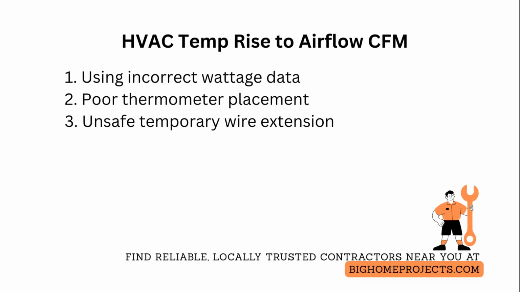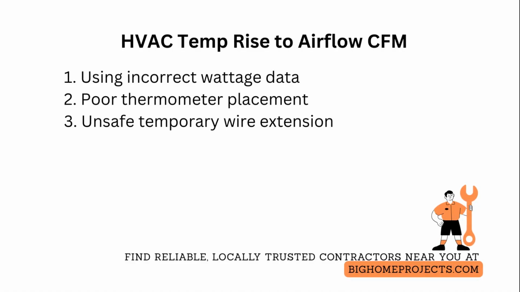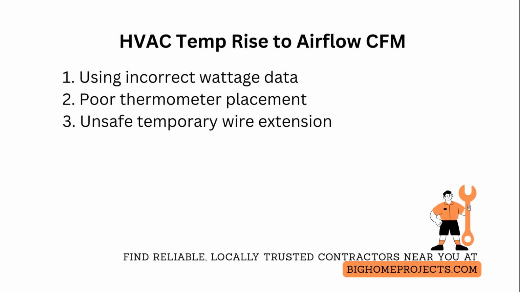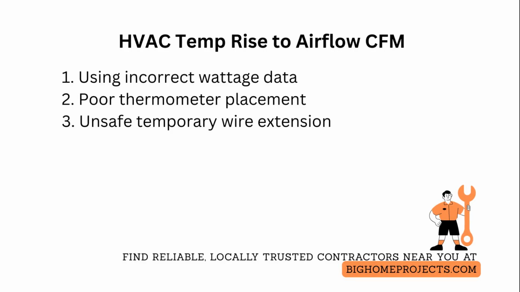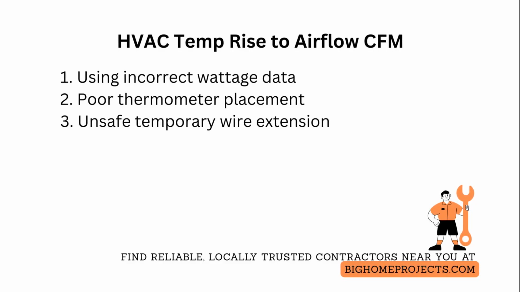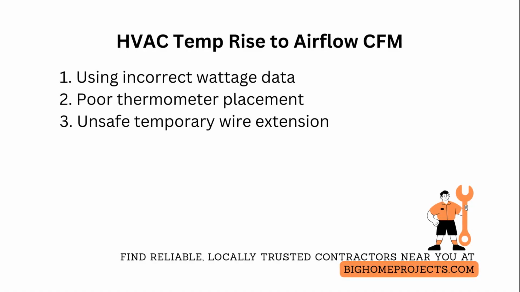One of the most common mistakes is using incorrect wattage or nameplate data, which leads to wrong airflow cubic feet per minute calculations. Fix this by measuring voltage and amperage at the heater and computing actual watts as voltage times amperage, then use that measured watts value in the formula. One of the biggest issues is poor thermometer placement, causing inaccurate temperature rise readings. Fix this by using matched digital thermometers, averaging multiple locations, and waiting for steady state.